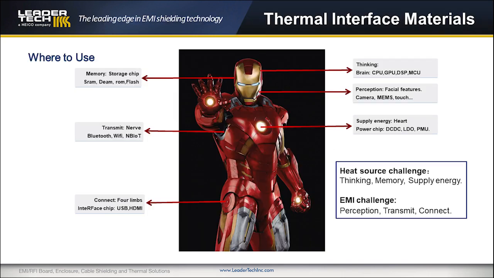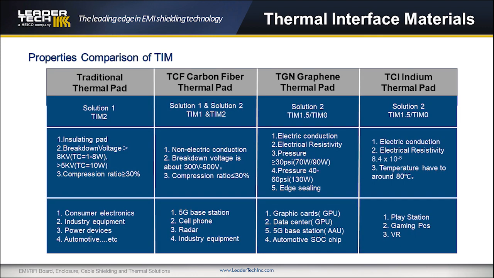Iron Man suit is a good example of the application of thermal interface products. The brain or the CPU and GPU, memory devices designed for the storage of data, and energy supply, DC and DC converters, LDO regulators, and PMU or phasor measurement units. This is a properties comparison of our thermal interface materials, ranging from the traditional thermal pads, the TCF, the TGN, and the TCI materials previously discussed.